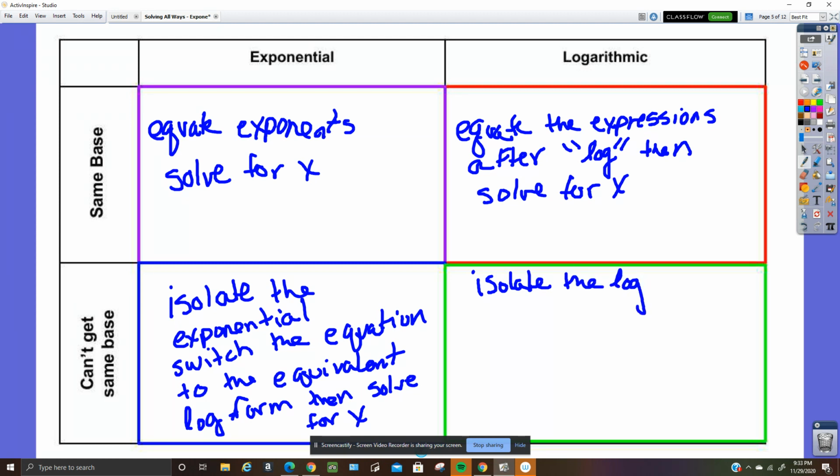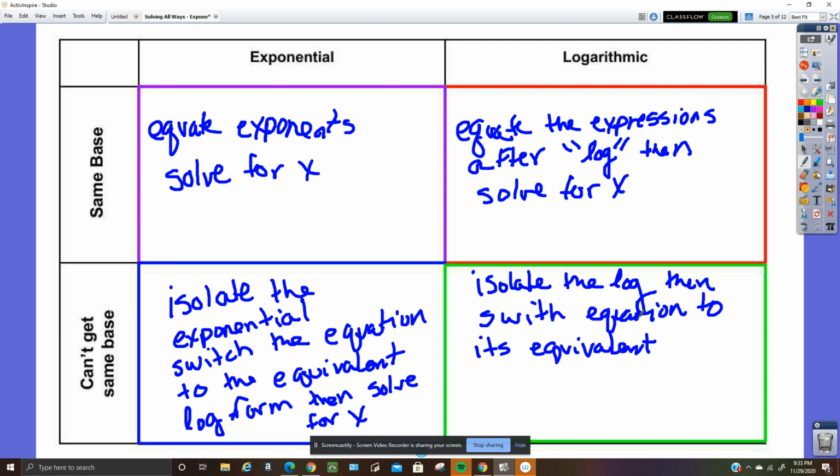For the logarithm, isolate the log, switch the equation to its equivalent exponential form, and then solve for x.